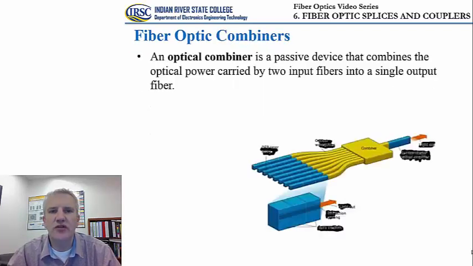On the other side, if you're talking about fiber optic combiners, here we are combining the power from multiple optical fibers into a single output fiber. So in this case here on the slide, an optical combiner is shown where we see, I think, 8 inputs, 8 optical fibers that are then being combined into one optical fiber at the output.